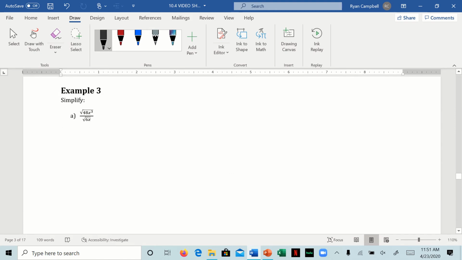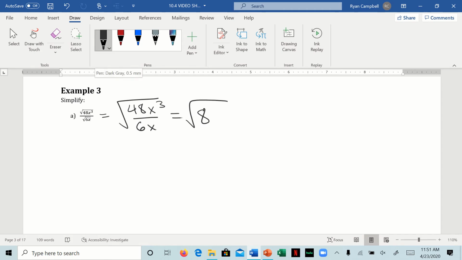So example number 3. So let's simplify. So square root over square root. So we can make that one square root. So square root of 48x cubed over 6x. 48 divided by 6 is 8. x cubed divided by x to the first. You can subtract. So 3 minus 1 is x squared.